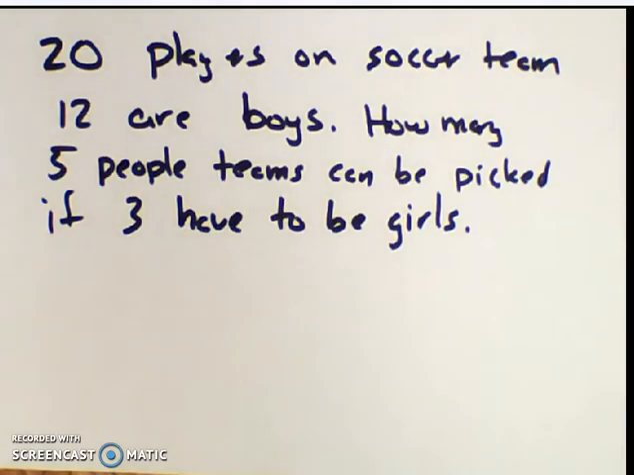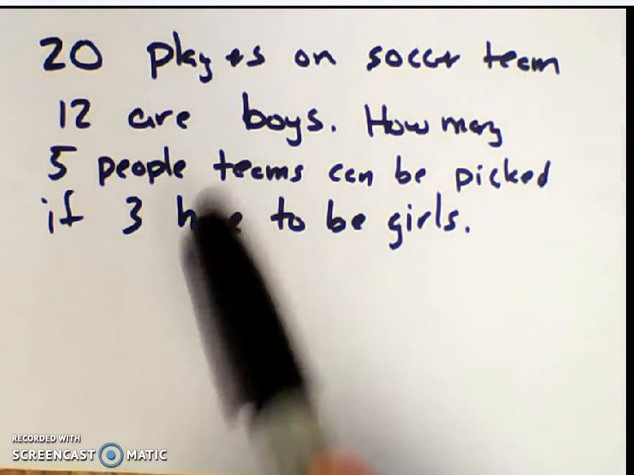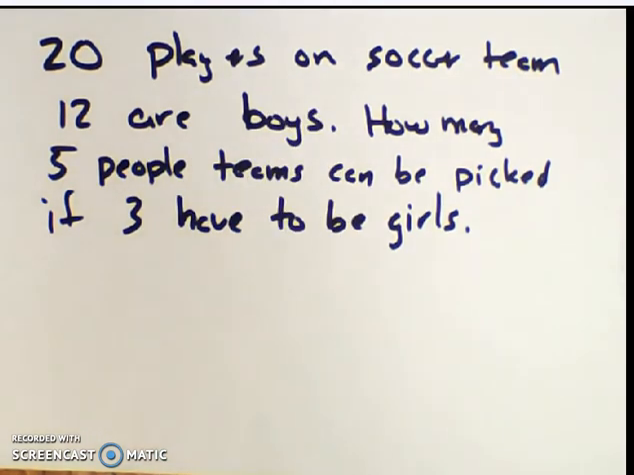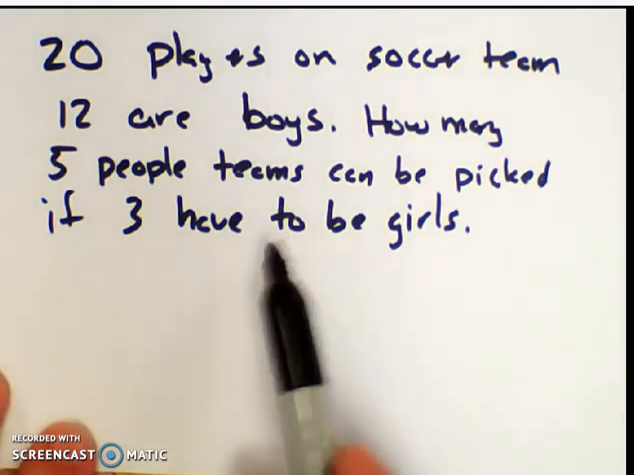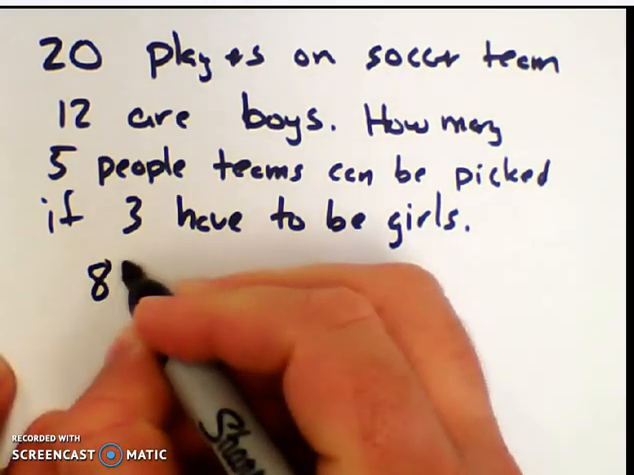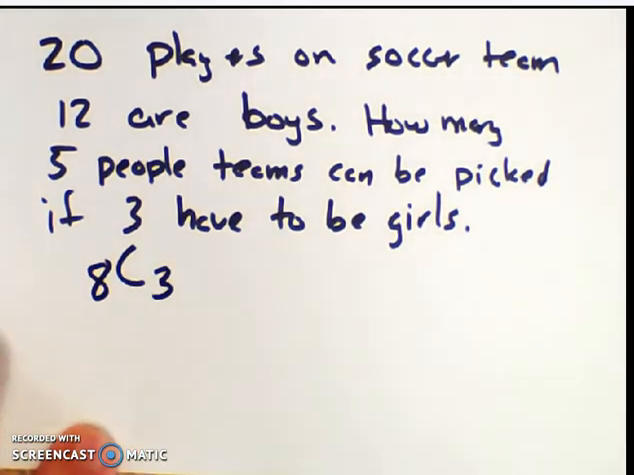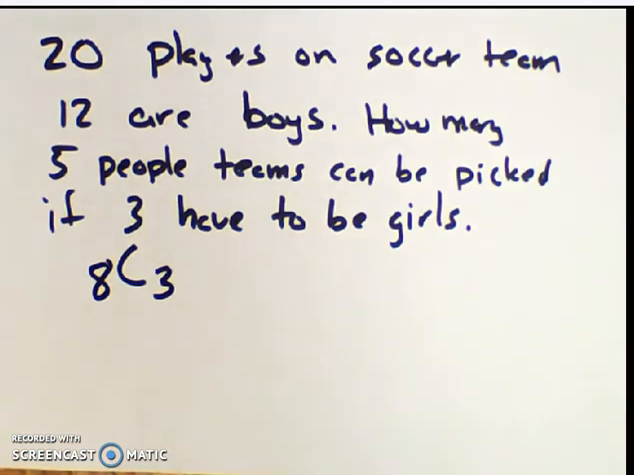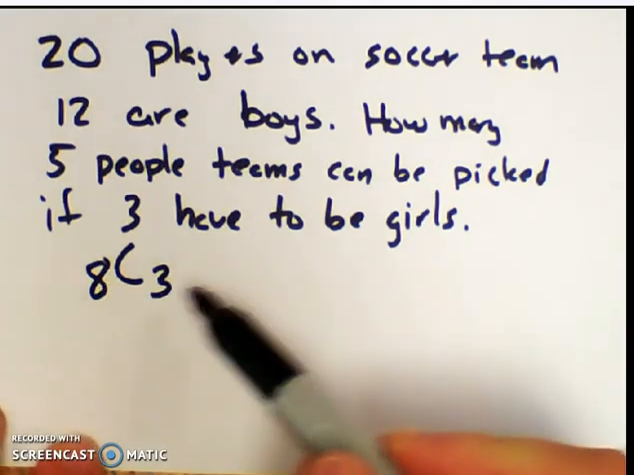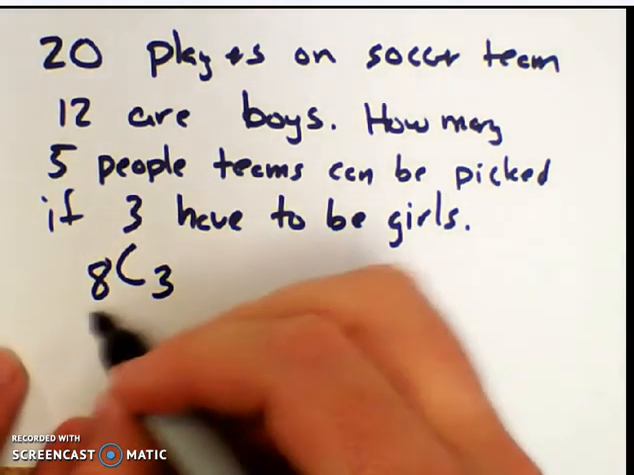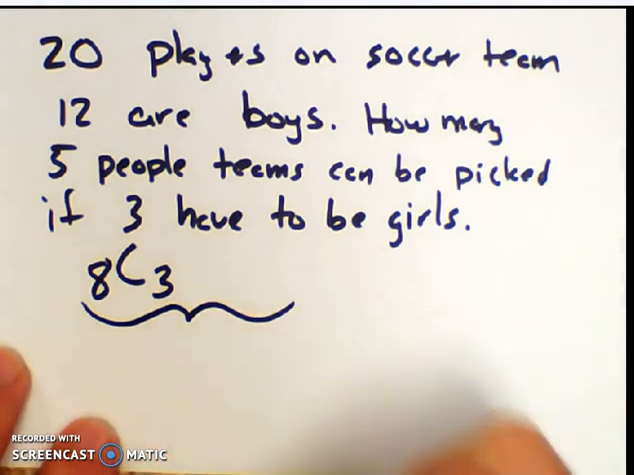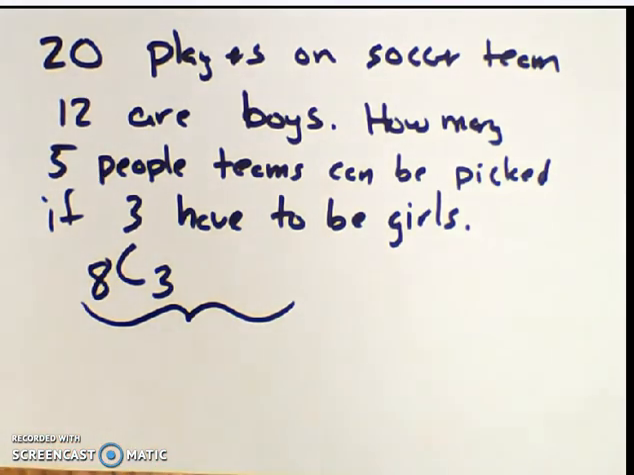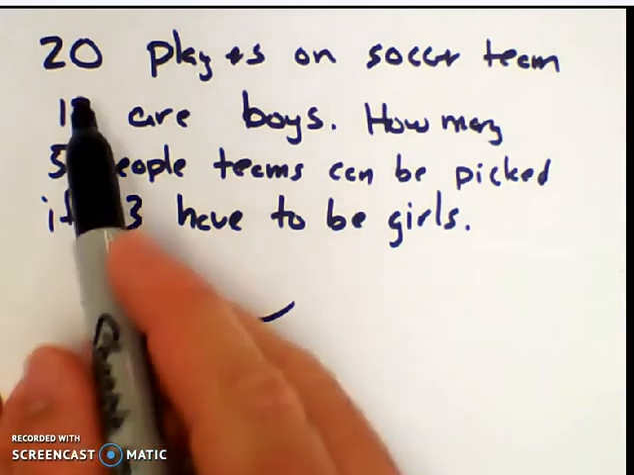Kind of like the deck of cards, you got 20 players, 12 of which are boys. So how many are girls? 8. Okay, 8 are girls. So you want a 5-person team, and in that 5-person team, 3 of them have to be girls. Well, there's only 8 girls to choose from, and you want to choose 3. It's kind of like the deck of cards. If you want to pick 5 hearts in your deck of 5, there's only 13 hearts to choose from. Here, there's only 8 girls to choose 3 from. Okay, that doesn't give you your 5-person team, though. You still have to take care of the other 2 people on the team, which are going to be boys, and there are 12 boys to choose from.